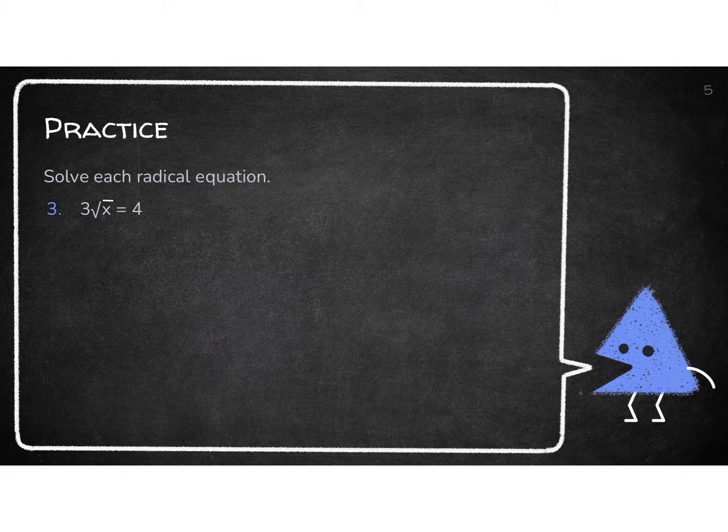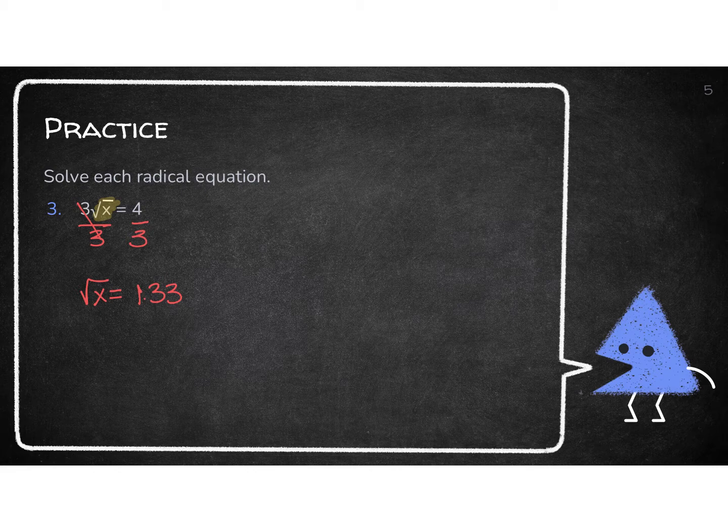Let's look at number 3 here. I'm going to highlight what's underneath the radical, and what's not highlighted I need to get rid of. So I need to get rid of multiplying by 3. To do that, I'm going to divide both sides by 3. Those cancel. I'm left with the square root of x equals 1.33 repeating, but we're just going to leave it as 1.33 for the sake of this.